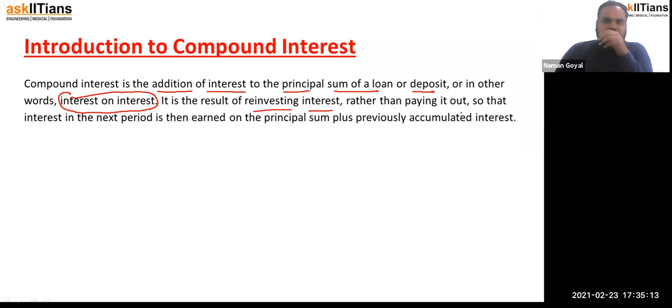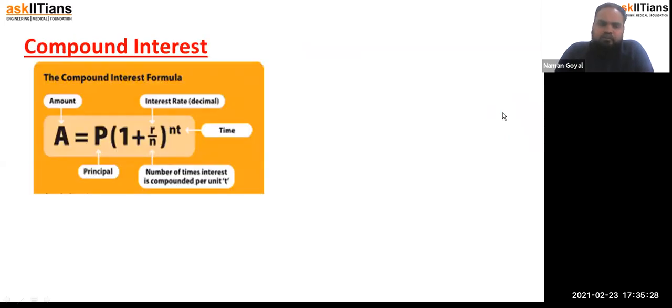That interest is known as compound interest, rather than paying it out, so that the interest in the next period is then earned on the principal sum plus previously accumulated interest. As I told you, are you getting my point? So this is the basic idea of compound interest. Now there is a formula we have for compound interest.